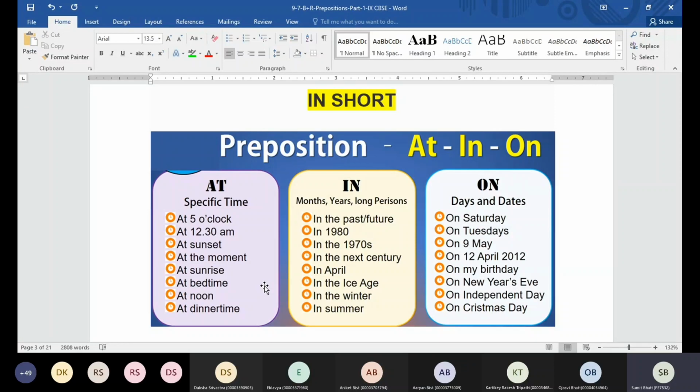And on is going to be for specific days. If you have days in your mind and specific dates are there, go for the word on. Like on Saturday, on Tuesdays, on 9th May, on 12 April 2012, on my birthday, on New Year's Eve, on Independence Day, on Christmas Day. So again, we are referring to specific days, so we can use the word on.